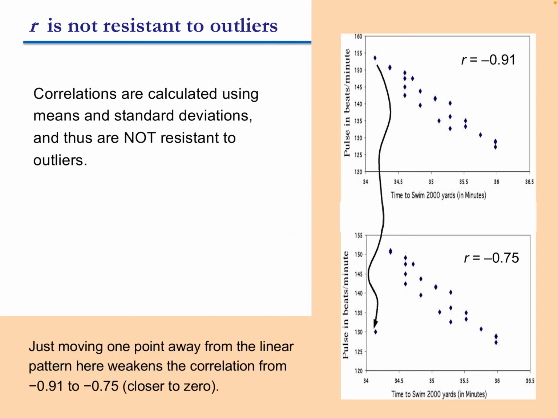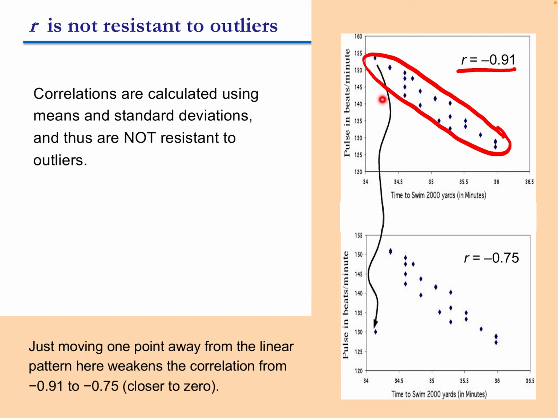The last thing here about r is that it's not resistant to outliers. Outliers can dramatically affect the value of r. Correlations, again, are calculated using means and standard deviations, and because of that, they're not resistant to outliers. Outliers affect the mean, don't they? We saw that back in, I think, the first or second chapter. If you were using the median here, correlation wouldn't be affected by that, but we don't use the median in the calculation for r. So, as an example, here we have a nice, strong negative relationship, as you can see.